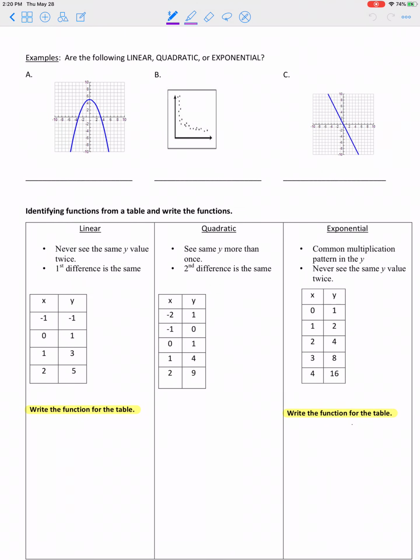So let's do a check for understanding. There are 3 functions at the top of the page. I'd like for you to identify if they are linear, quadratic, or exponential. When you're ready, come back and we'll talk through them together. So go ahead and pause the video and try now.